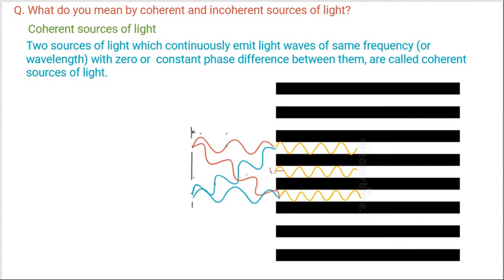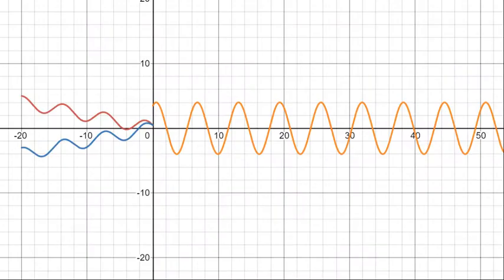So this one is your central bright fringe of the order n equals 0, and this is your first order bright fringe where n equals 1. Similarly, this is your first order bright fringe. So let me show this in a simulation.